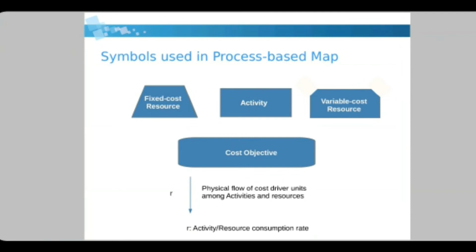So the first symbol is used for fixed cost resources, the rectangle is used for activity, the third symbol is used for variable cost resources, the fourth symbol is used for cost objective, R is known as activity or resource consumption rate, and the arrow shows the physical flow of cost driver units among activities and resources.